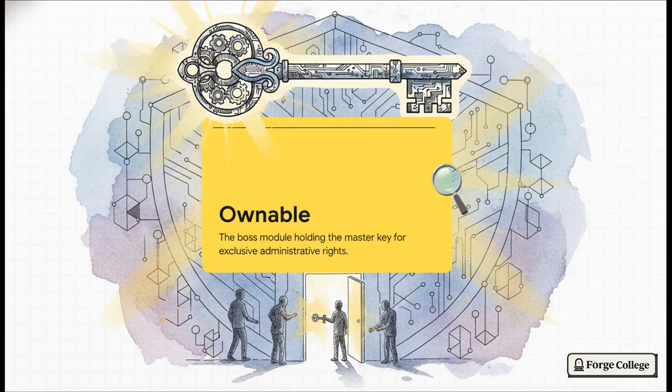In real-world use cases, this master key is incredibly powerful. The boss uses it to upgrade the contract logic if a flaw is found, or to trigger emergency withdrawals of funds to a secure wallet. Because of this massive power, the master key has to be heavily protected, and it's usually held by a multi-signature wallet rather than just a single individual.